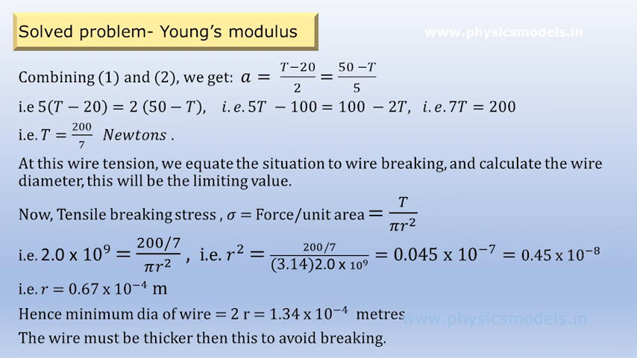The tensile stress sigma is force per unit area, so that's equal to T by pi r squared. It's a round wire. So 2 into 10 to the power 9 is already given in the problem. So on the right hand side of the equation, plug in T and area is pi r squared. So with the maths we will get the radius multiplied by 2 and we will get the diameter of the wire. So we have to ensure that the diameter is larger than this to avoid breaking for this given stress.